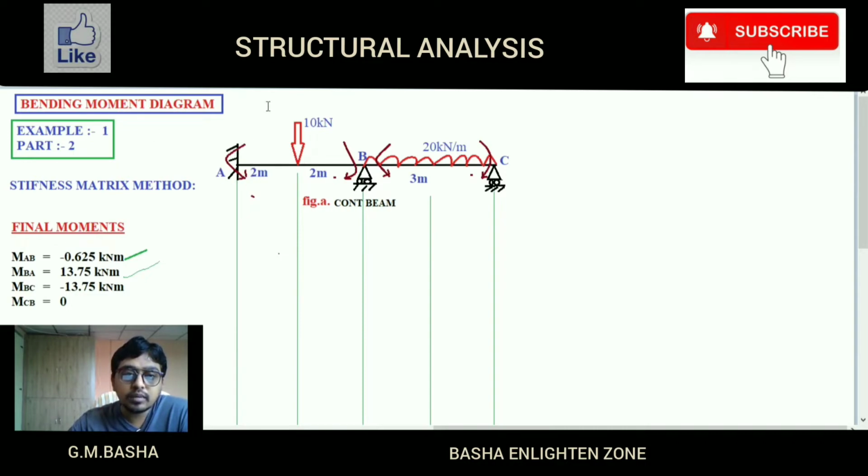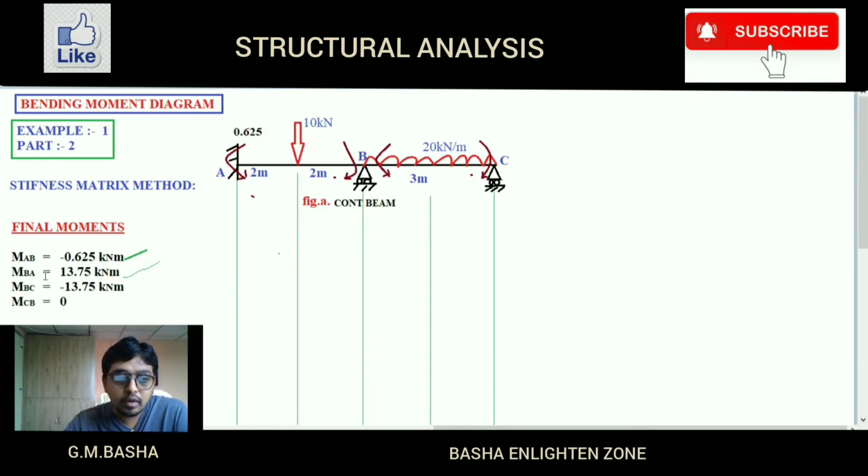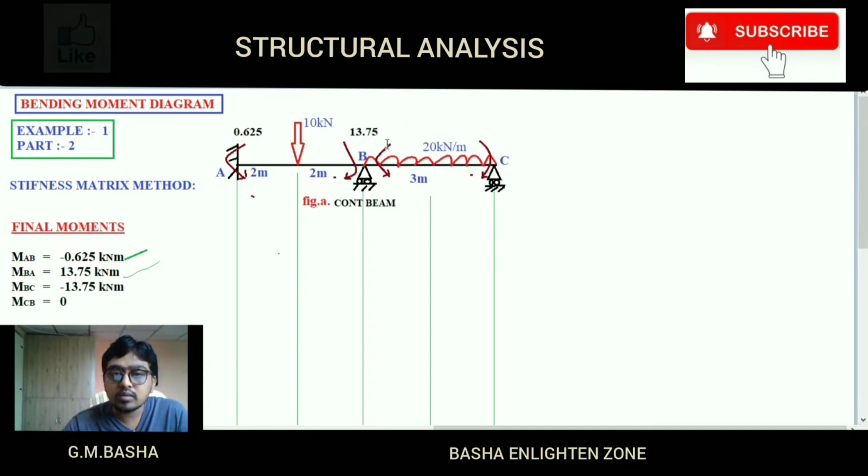And how much will it be? It will be 0.625 kilonewton meter. Similarly, here a clockwise moment is applied, because the MBA value is positive, which is 13.75. Similarly, in the same way, an anti-clockwise moment is acting. MBC will be minus 13.75. That is the reason I am applying an anti-clockwise moment of 13.75 for span BC.